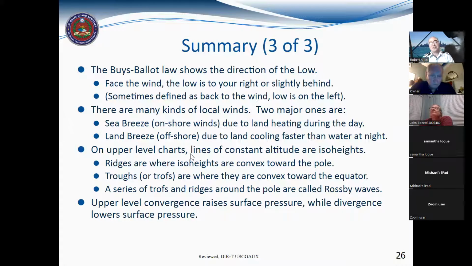On upper level charts, lines of constant altitude are called isoheights, because remember, on those charts, the whole chart tells you 500 millibars. The height above the ground is how high you have to go in the atmosphere to find that pressure. Ridges are where isoheights are convex towards the pole. Troughs are where they are convex towards the equator. Around the entire planet, you have a series of troughs and ridges connecting all the way around the world. Sometimes you have closed lows and highs, but around the pole, those are called Rossby waves.